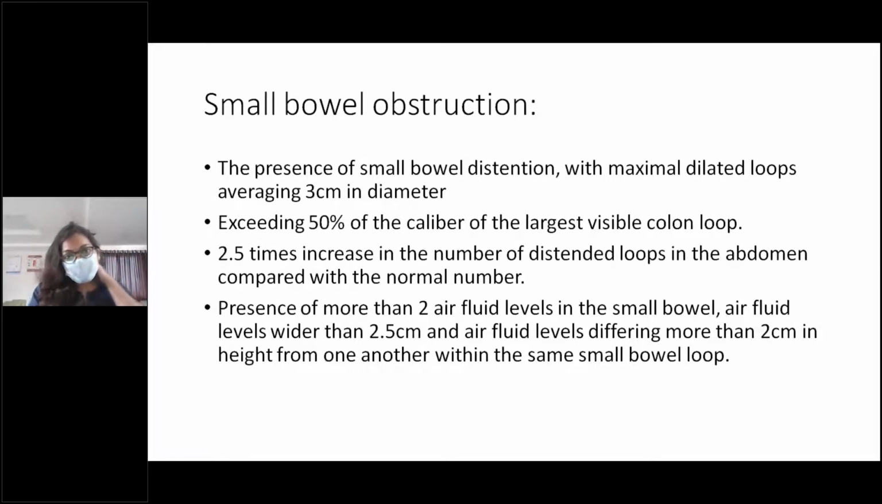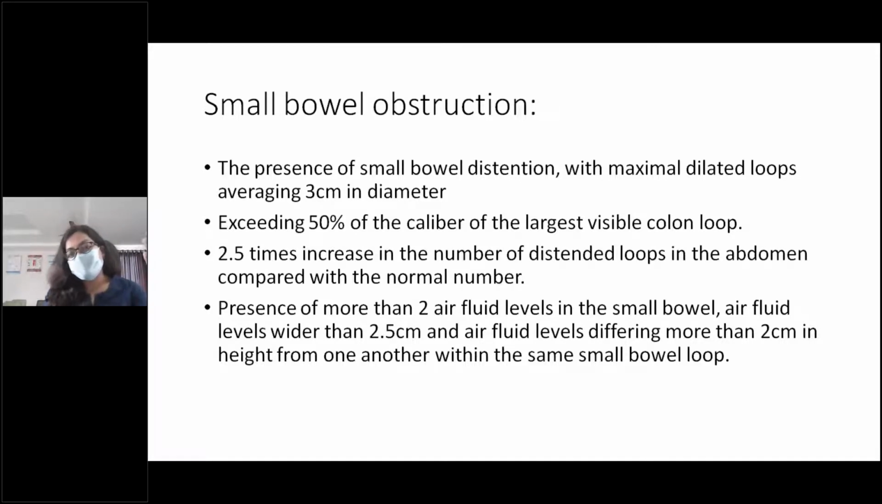Small bowel obstruction. The presence of small bowel dilatation with maximal dilated loops averaging 3 centimeters in diameter, exceeding 50% of the caliber of the largest visible colon loop. A 2.5 times increase in the number of distended loops in the abdomen compared with the normal number. The presence of more than 2 air fluid levels in the small bowel. Air fluid levels wider than 2.5 centimeters, and air fluid levels differing more than 2 centimeters in height from one another within the same small bowel loop, are considered to be a small bowel obstruction.